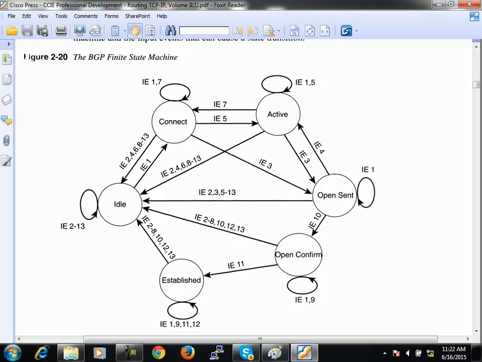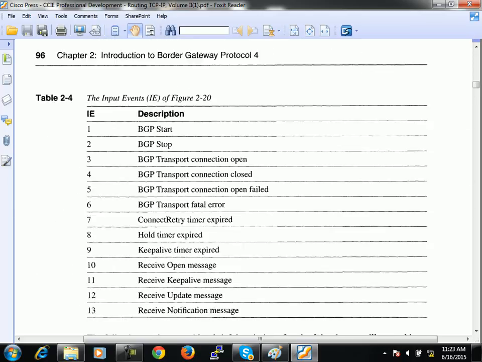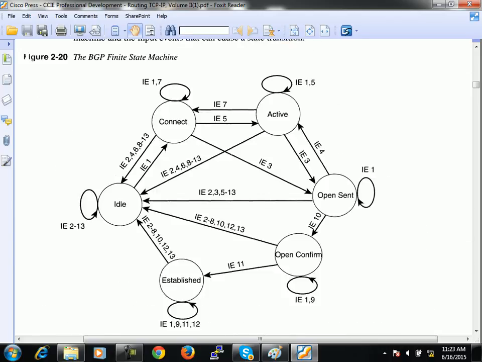If input event 2 occurs in open confirm, it will also move back directly into idle state. If any input event between 2 to 8, and then 10, 12, 13 occurs, it will move back from open confirm to idle state, right? But in case input event 11 occurs, which means you have received a keepalive message, then during open confirm state, if you receive a keepalive message from your neighbor, you will move into established state.